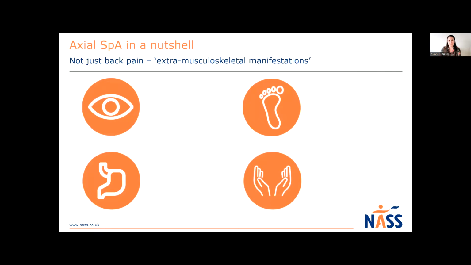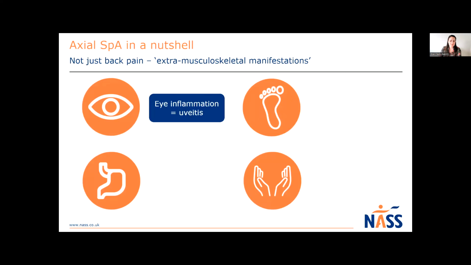Now, axial SpA is not just back pain. Some people with axial SpA experience inflammation in other areas of the body. Extra-musculoskeletal manifestations is the term that healthcare professionals use, and it means the effects of axial SpA outside of the bones, muscles, and joints of the body.